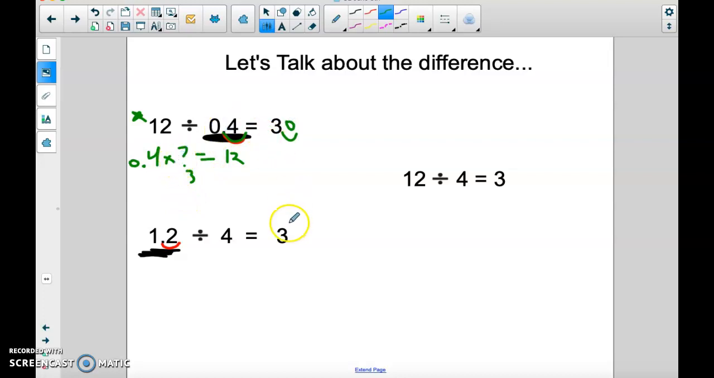Whereas in this one, the amount we start with is smaller. So 4 times what equals 1.2? Well, I know 4 times 3 is 12, so that's way too big. So when the decimal is here, we're going to move back one place value. So this answer would be 30, and this would be 0 and 3/10.